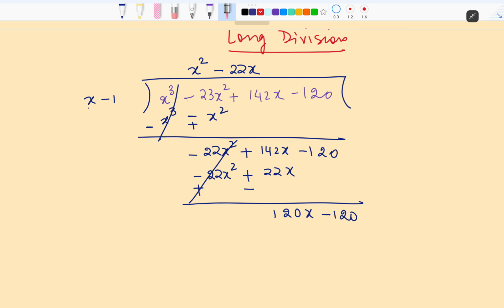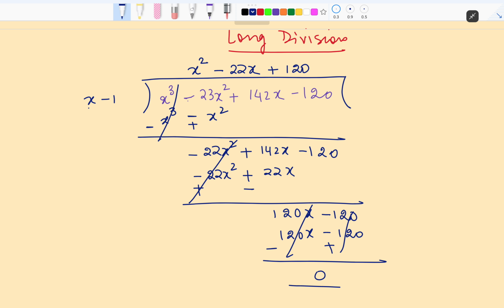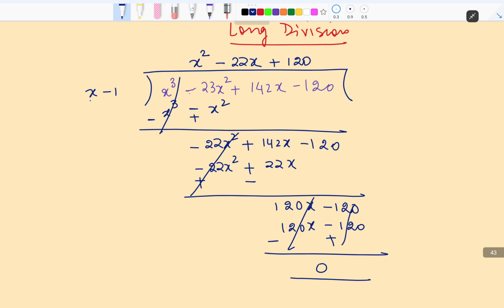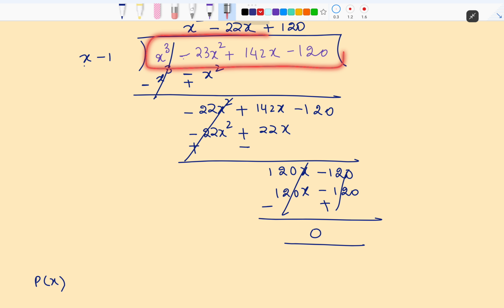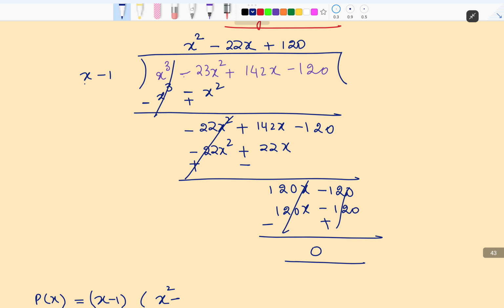अब मुझे चाहिए 120x. What will I multiply this with? I'll multiply it with positive 120. So I'll get 120x minus 120. Reverse the sign. Both get cancelled out and my answer is 0. Right? So basically my p of x, which was this original polynomial, can I not write it as x minus 1 multiplied by x square minus 22x plus 120 plus 0?